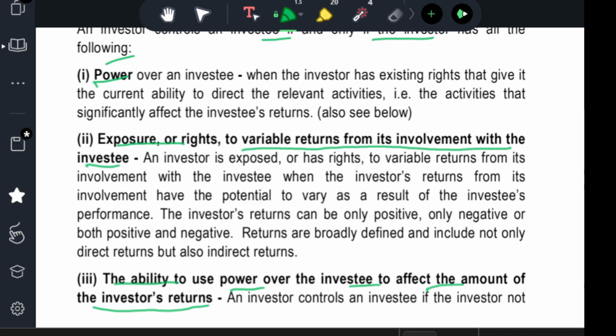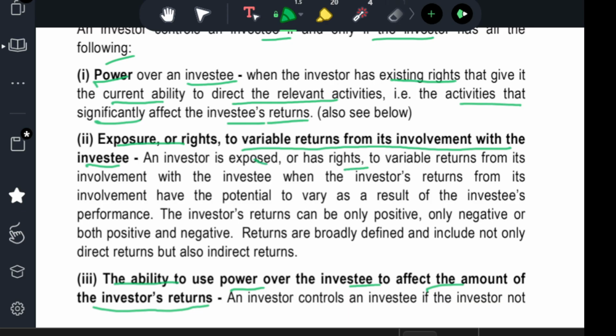So, what is power over an investee? When the investor has existing rights that give it the current ability to direct the relevant activities, that is, the activities that significantly affect the investee's return. So I have something, and you have some return. Now I have this much control. If you want to do this business, I can with my power control your earning power. When I touch the return, I have the power to influence the return. That is power.